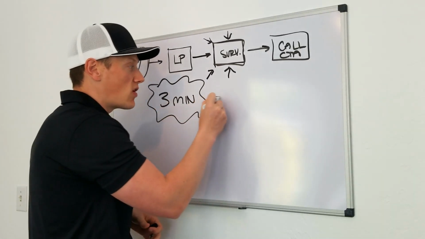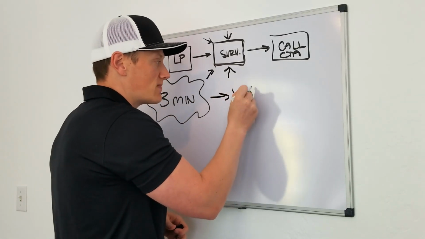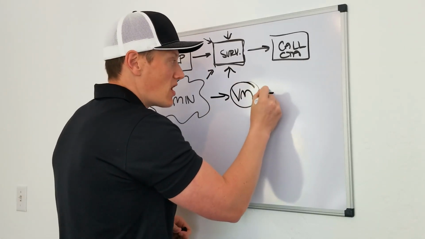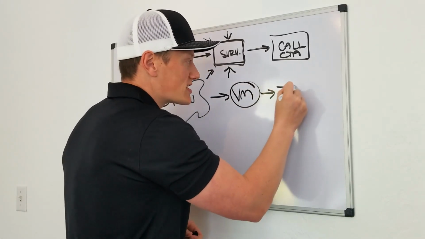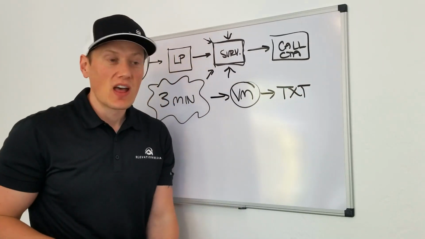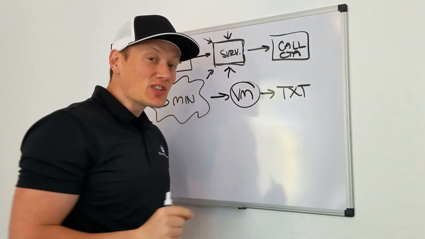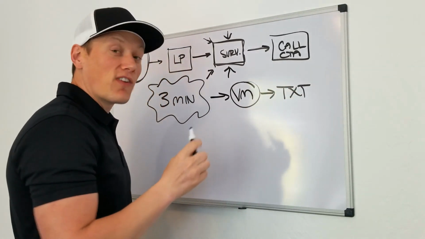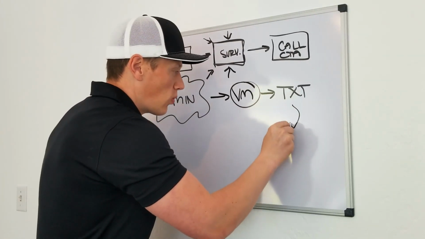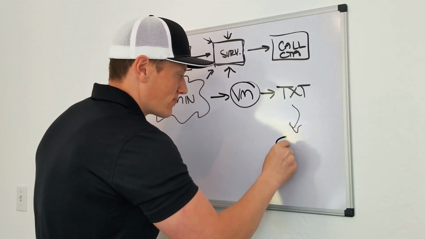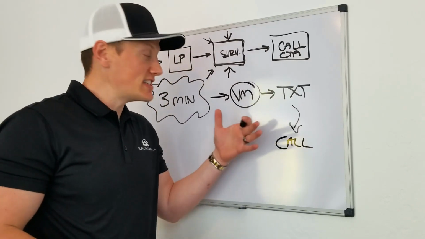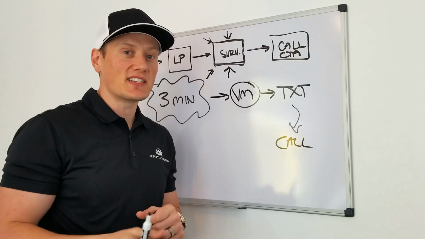If they don't answer the phone, we're leaving them a voicemail. And right after that voicemail, within 60 seconds, we're sending them a text message. Okay? And if they don't answer our text message, we are going to follow up later that evening with another phone call. And then we're going to continue to follow up with that person until they schedule.